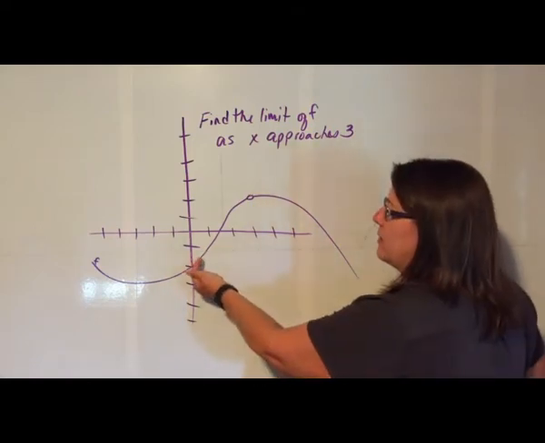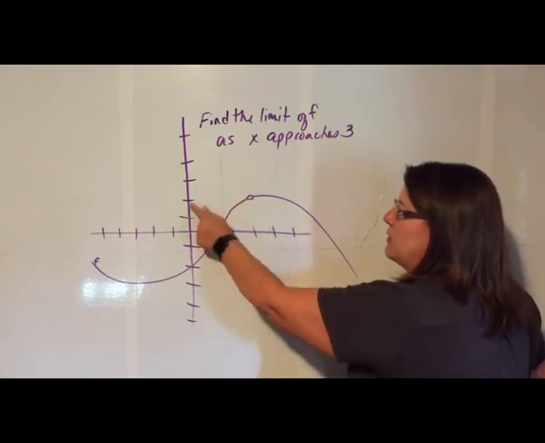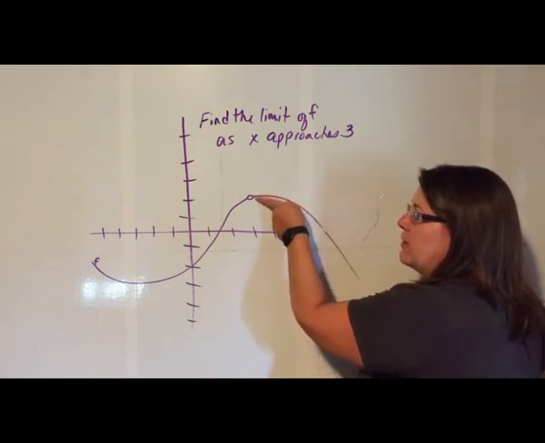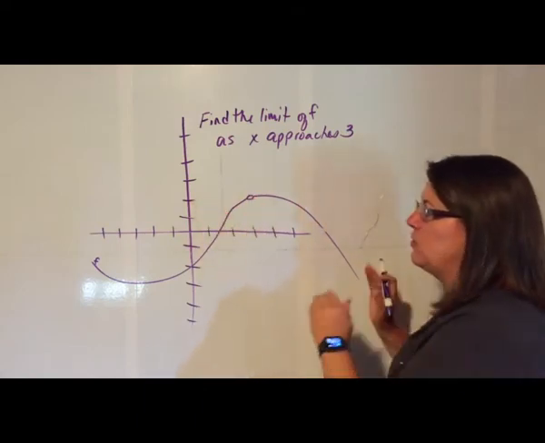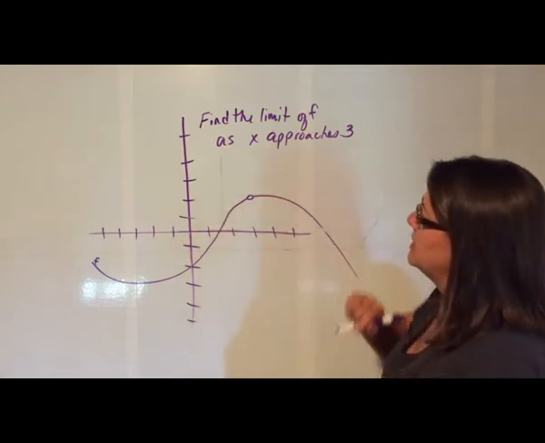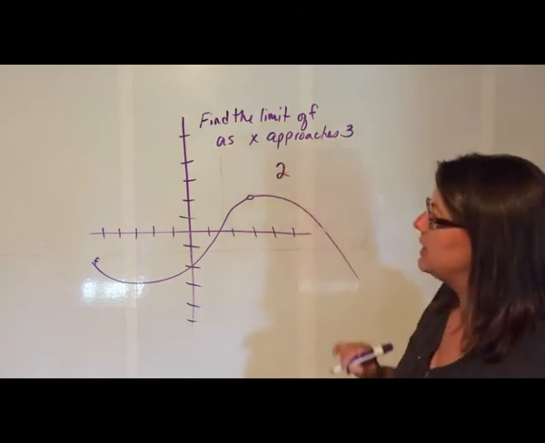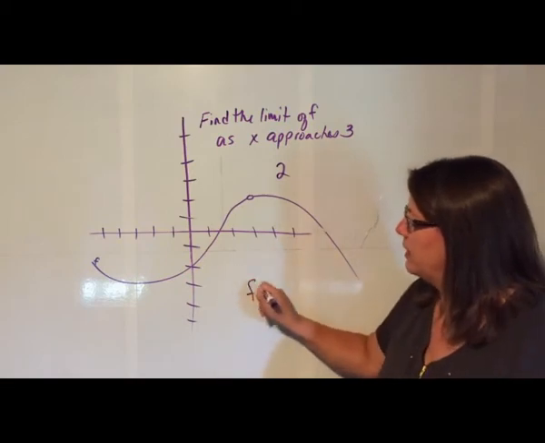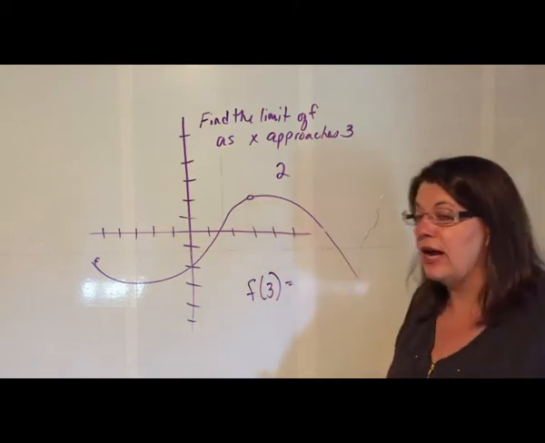As x approaches 3 from the left, it appears that the y value is 2. As x approaches the x value of 3 from the right, it appears that the y value is also 2. So since these are approaching the same thing from both sides, the limit of f as x approaches 3 is going to be 2. Okay? So is that what f of 3 is equal to? No, because there's a hole in the graph at 3.